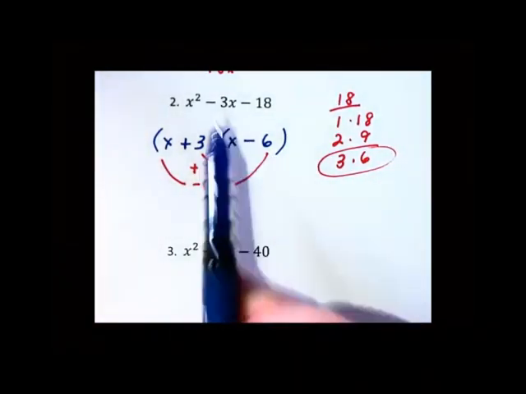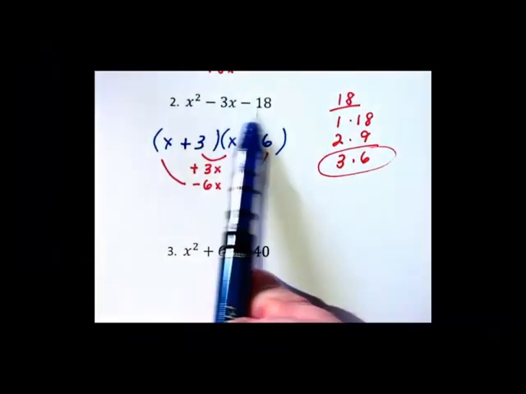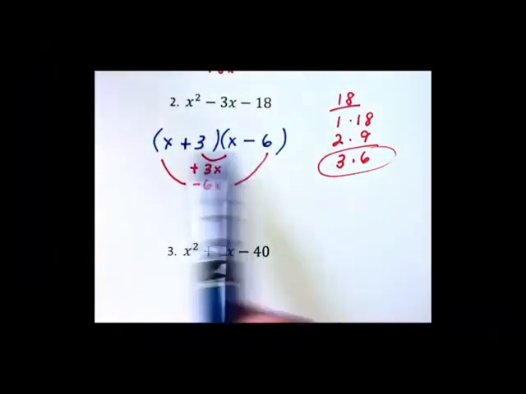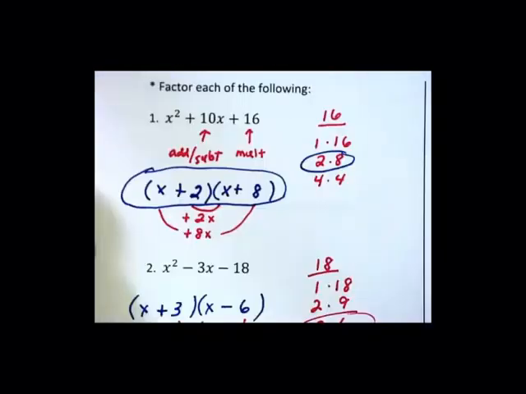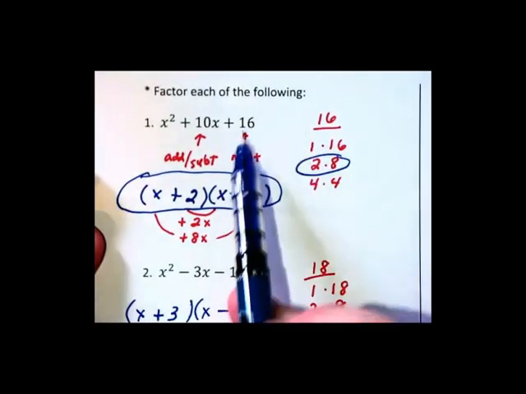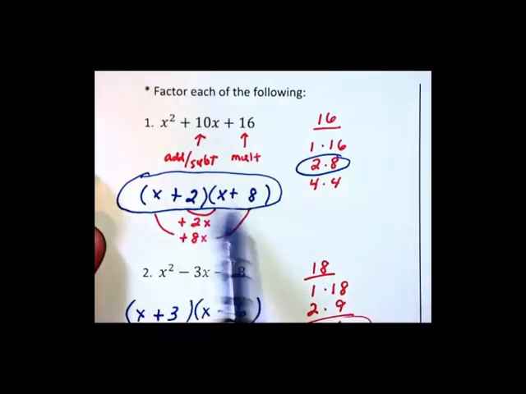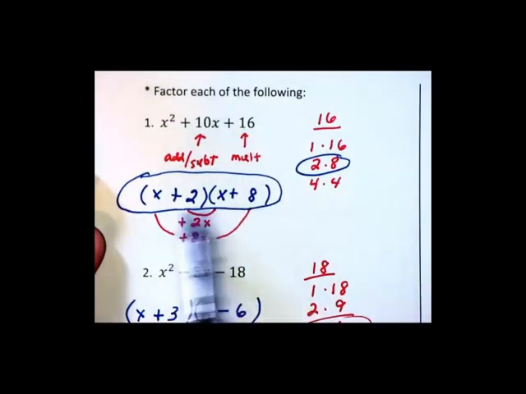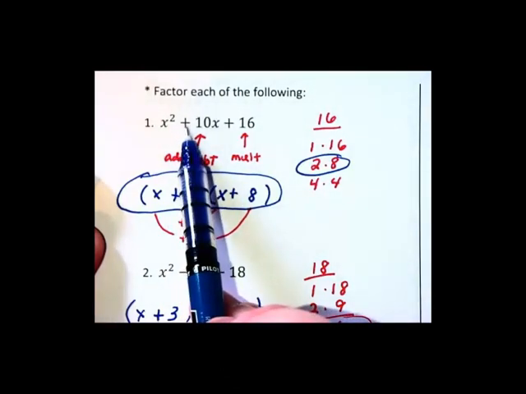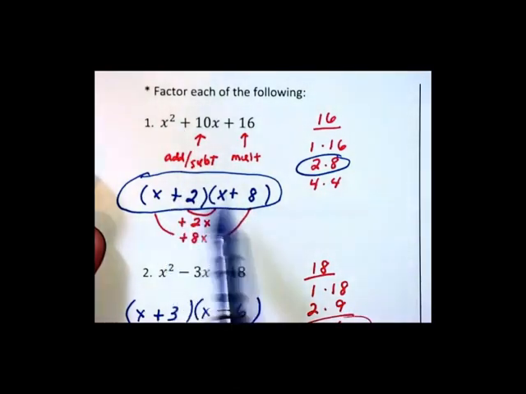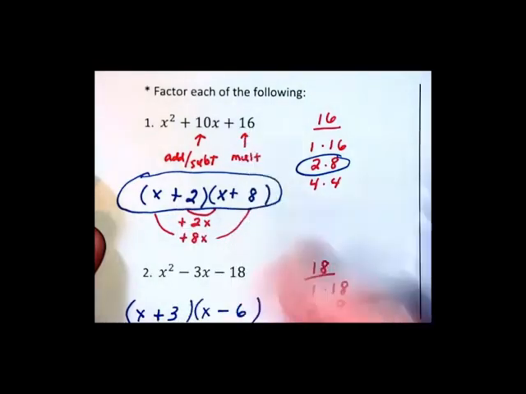It always turns out that when the third number is negative, you'll have different signs in each parentheses. Whereas if the third number is positive, like we had in the last problem, you'll have the same sign in both parentheses. Both of these were positive to add up to that positive 10. Had that been a minus 10, these would have each been negative, but still both the same sign to multiply to that positive 16.